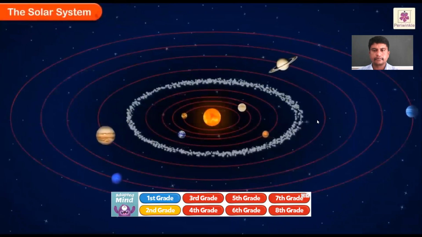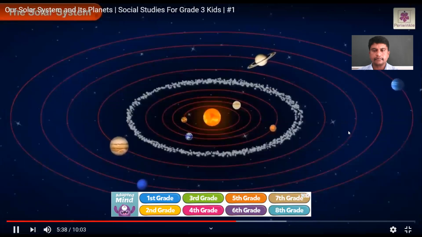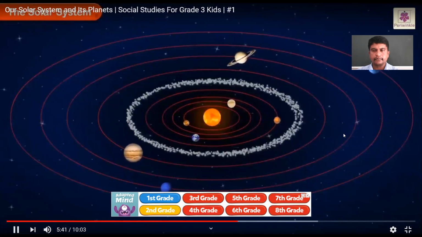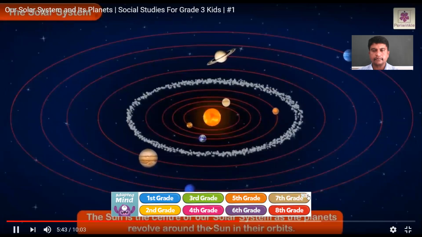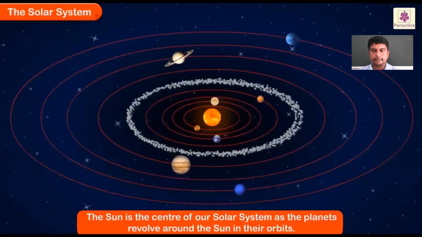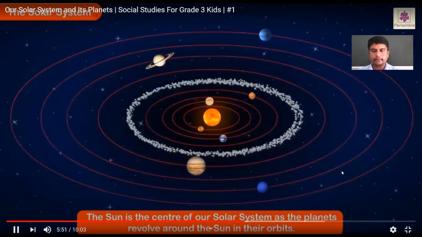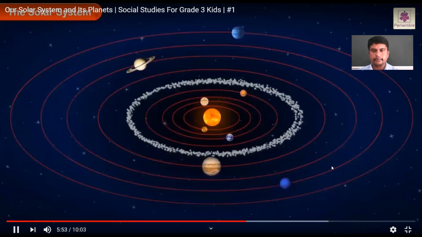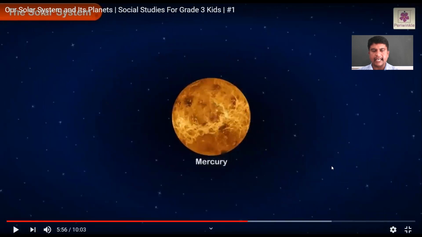The solar system. Let us take a tour of our solar system. The Sun is the center of our solar system, and the planets revolve around the Sun in their orbits. Mercury. Yes, my dear students, this is all about our solar system. Now I'm going to explain a very important topic, that is the Moon.